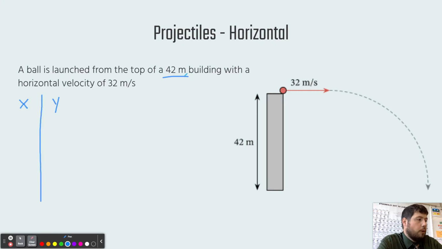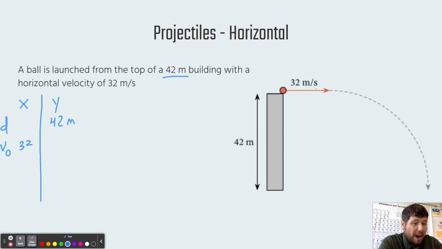So when we say this building is 42 meters high, that is going to be the distance in the X direction. And so I'm going to say, in the Y direction, I apologize. This height, of course, is in the vertical direction. So that's the distance in my Y direction, 42 meters. When it says that the horizontal velocity is 32 meters per second, that's telling me that the initial X velocity is 32 meters per second, because that, of course, is in the horizontal direction.